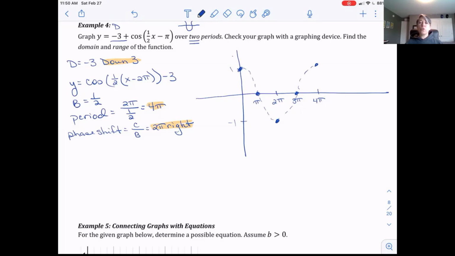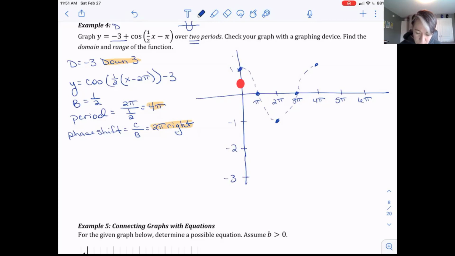So now we want to do those 2 movements. We know we're going to go right 2 pi. So we're going to need to move over 5 pi and 6 pi. And then everybody moves down 2. So we're going to go down -2 and down to -3.